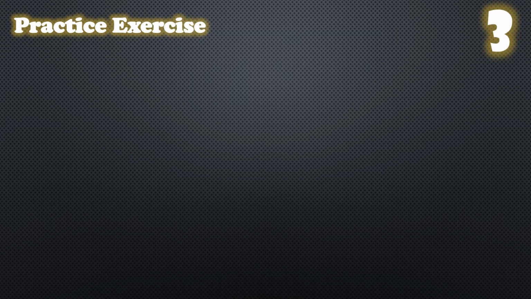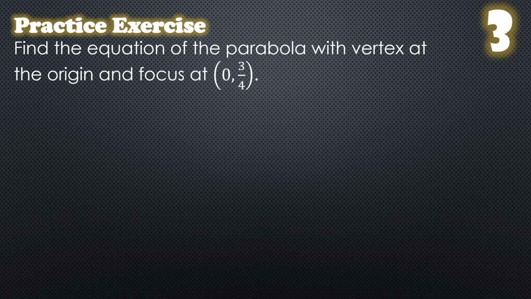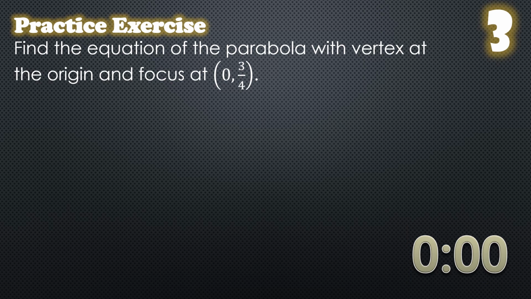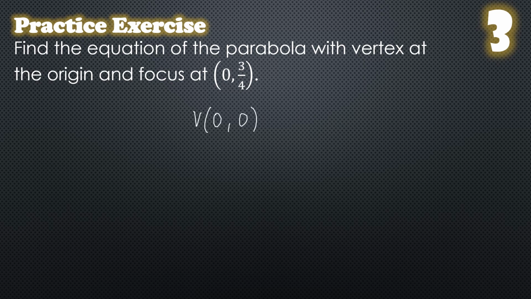Number 3, find the equation of the parabola with vertex at origin and focus at (0, 3/4). Go. Time is up. Let us answer. We are given that the vertex is at the origin, so we have the coordinates (0, 0). And the focus at (0, 3/4). Hence, the focus is above the vertex.